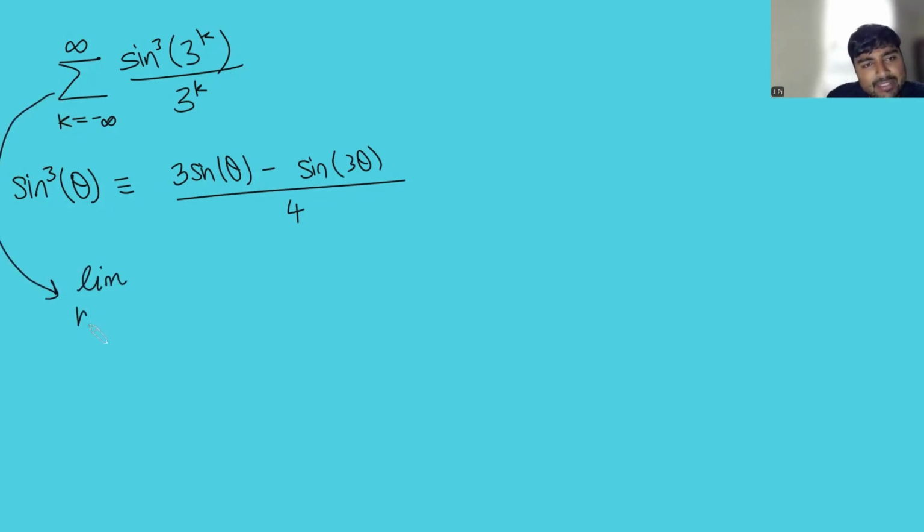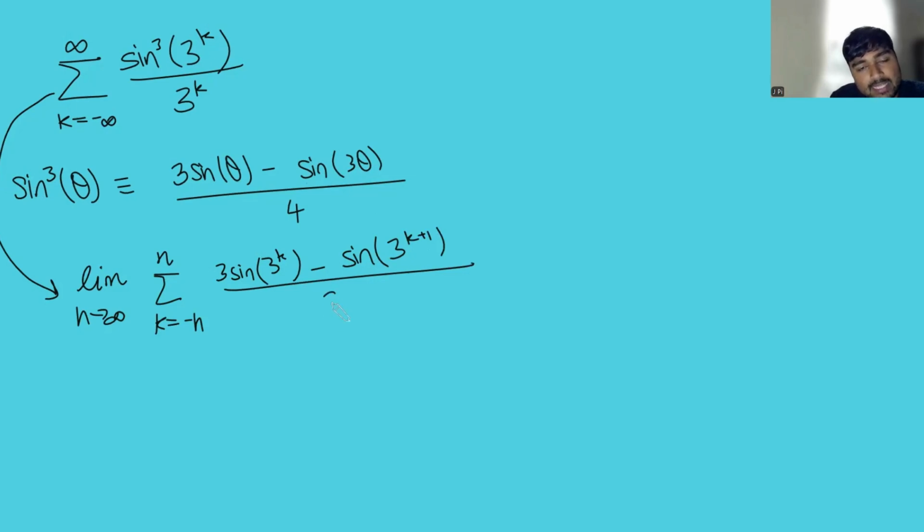Firstly, let's write it as a limit. So it's the limit as n goes to infinity of the sum from k equals minus n to n of sine cubed of 3 to the k. Well, I'm going to use this identity here. This is going to be 3 lots of sine of theta, so 3 to the k, minus sine of 3 theta, so sine of 3 lots of 3 to the k, but 3 lots of 3 to the k is just 3 to the k plus 1. All of that divided by this 3 to the k here. And this 4 that's on the bottom, that's just a constant, so I can bring that to the front of my sum. Okay, cool. How do we deal with this sum here?